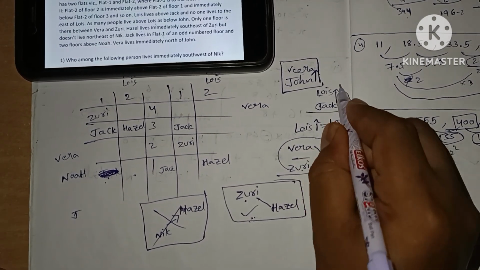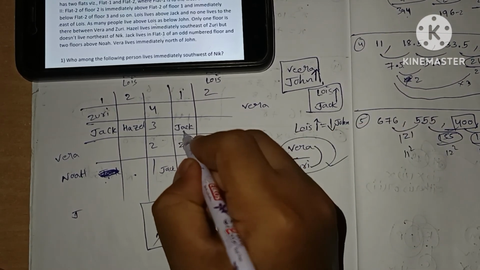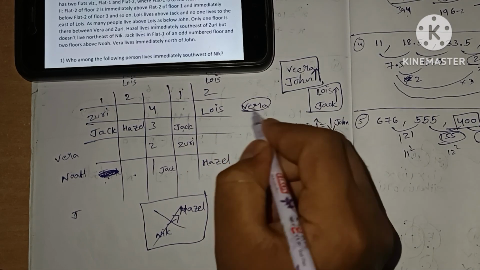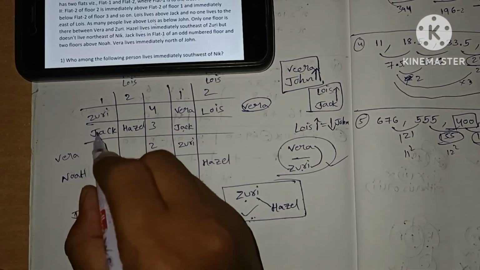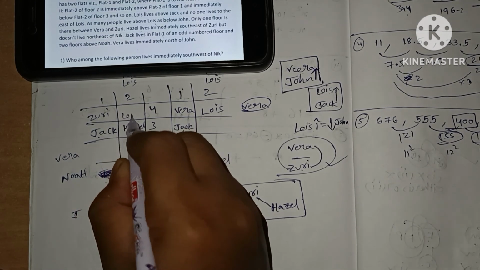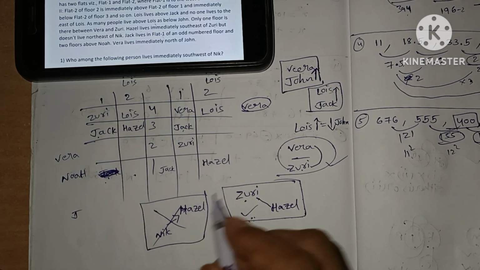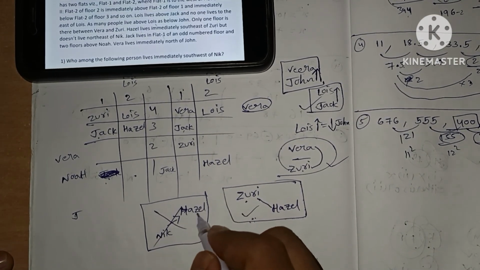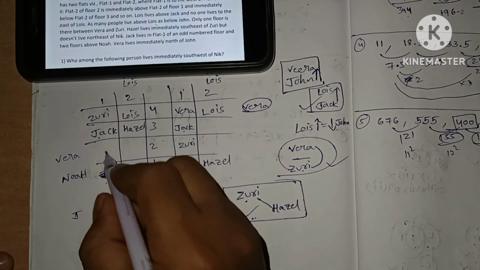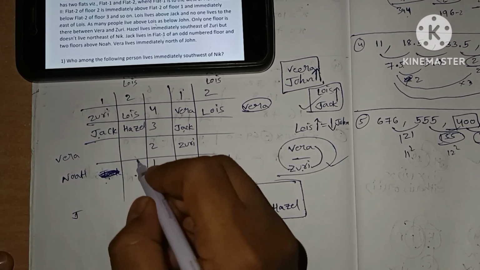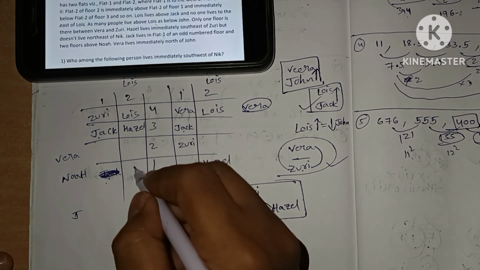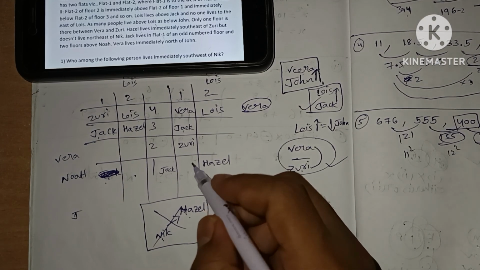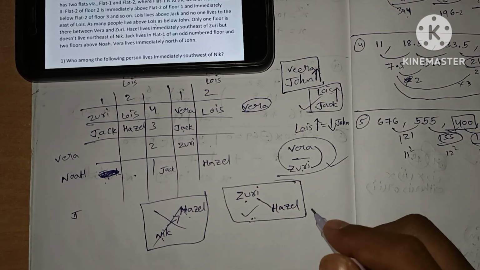Here we have Jack above Louis. So Jack above Louis and Louis place in flat 2. So this is place for Louis. So we are left with Vera. So this is place for Vera. In this case, this is Jack. Okay, next. This one also completed. Hazel does not sit northeast to Nick. So we cannot place Nick in these two places. So the next place will be in these two. In this case, we can place Nick anywhere.